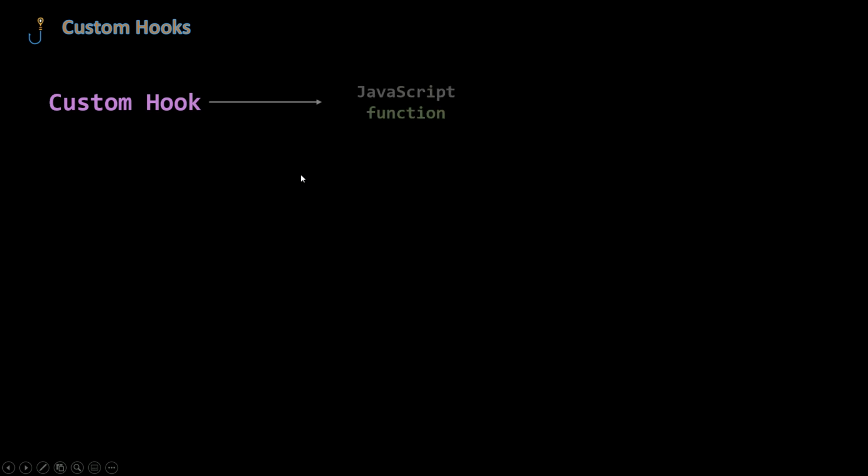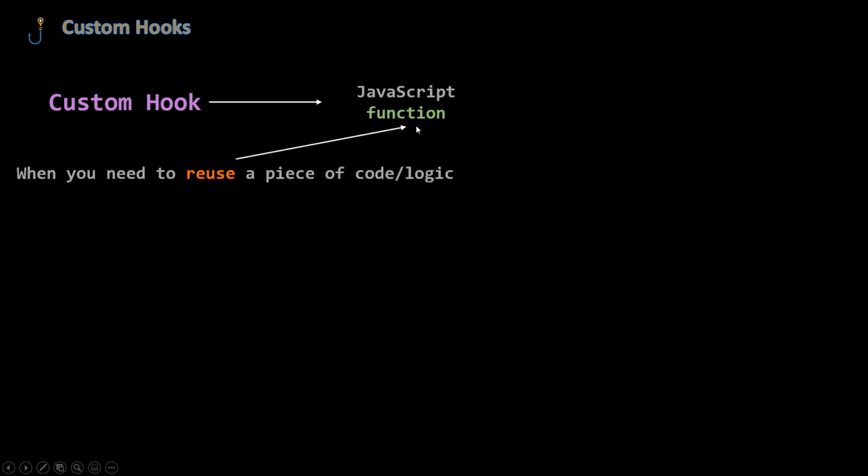A custom hook is just a JavaScript function. Not actually a regular JavaScript function, but at the end it's just a function. When do you need a JavaScript function? You need it when you want to reuse a piece of code or logic. The same thing applies for custom hooks. So you need to create a custom hook when you need to reuse a piece of code or logic.